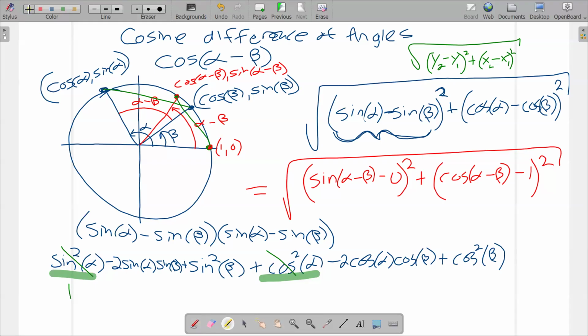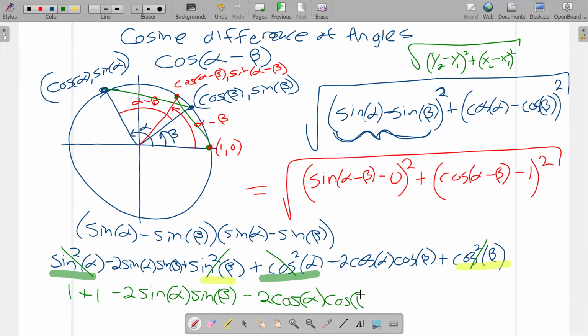Sine squared of beta plus cosine squared of beta. Those guys are going to give us a 1 also. That's nice. Thank you so much. So I get to add in another 1. Otherwise, I'm going to get those two unlike terms. So I have a -2 sine alpha sine beta, and I have a -2 cosine alpha cosine beta.